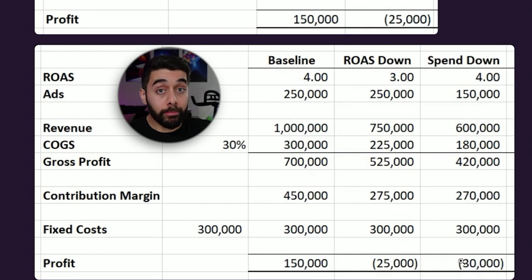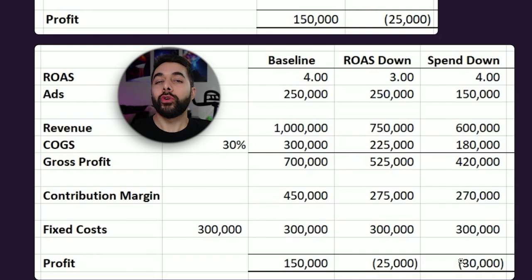And this is the really important concept that a lot of people don't understand. Just because you reduced ad spend to improve your ROAS doesn't necessarily mean that your business is doing better. You have to make sure that you're generating enough contribution margin to cover your fixed expenses. And in this case, increasing his ROAS by decreasing ad spend actually made him less profitable.